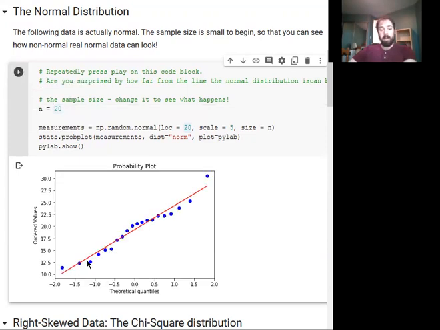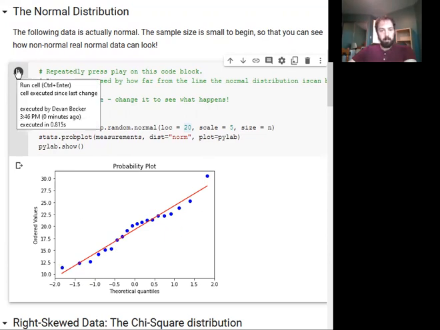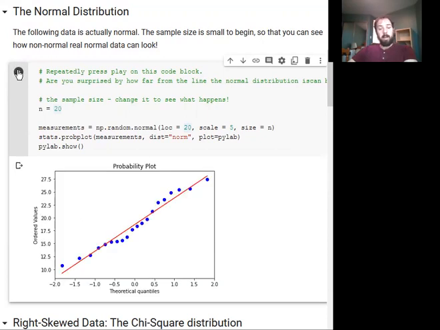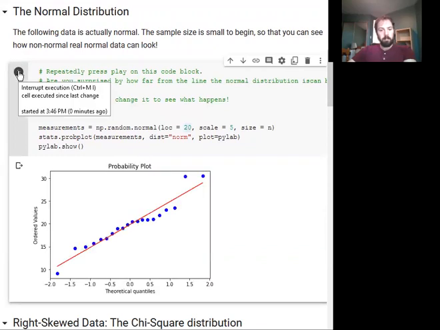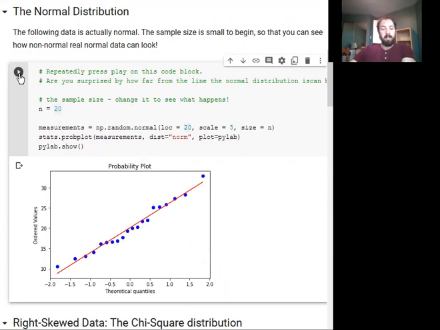If I run this code again, we get a nice little pattern. Again, this is a true normal distribution. This is just what QQ plots look like for this. I'll run it again. Another little pattern. Let's see if I can get a really bad looking one. This is a little bit bad. The top two values are both quite large compared to the rest. This is all perfectly normal.